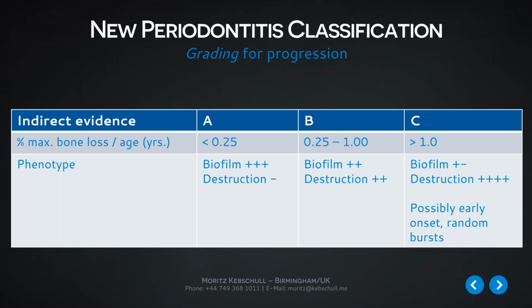So looking at my 27-year-old patient in the second slide that I showed you, I was just looking whether I find more than 27% of bone loss, and I easily found more than 50% everywhere. So I was quite sure that she belonged in the highest grade, the strongest progression grade.